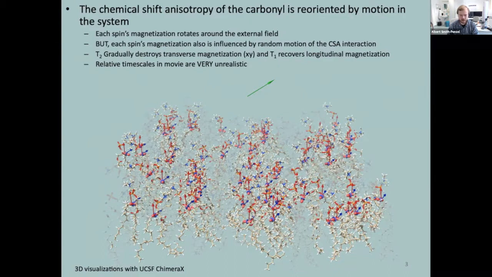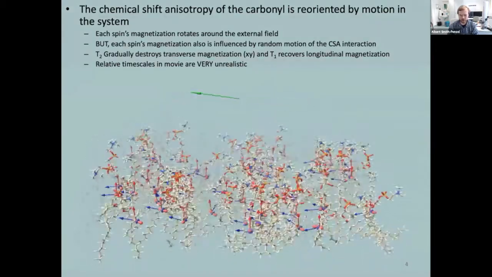And that is going to result in variation in the trajectory the magnetization is going to take. So each blue arrow is the magnetization for a given carbon spin. This will oscillate around an external magnetic field, and that will be the same for every spin. But for the different copies of the lipid, it will be slightly different evolution because of the modulation of the CSA interaction. So that looks like this.